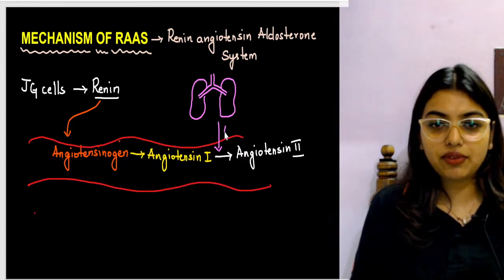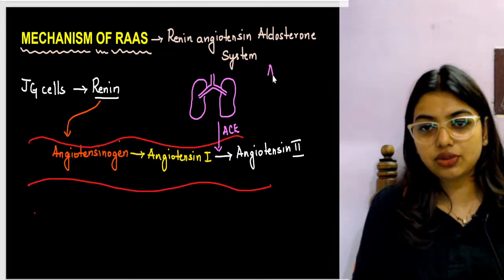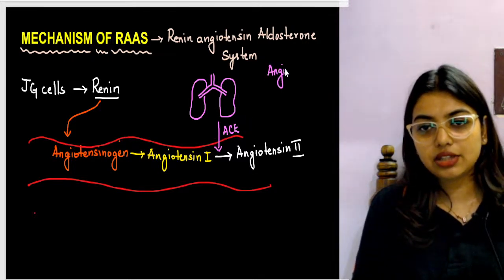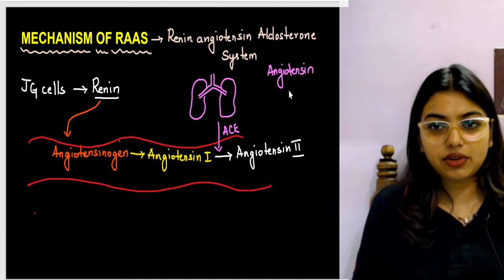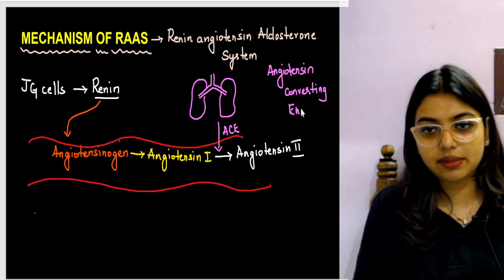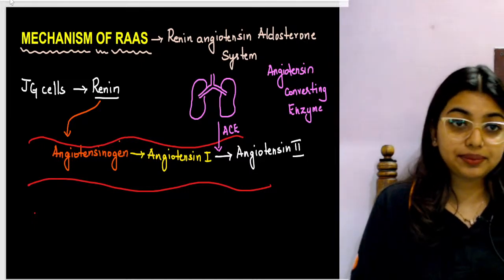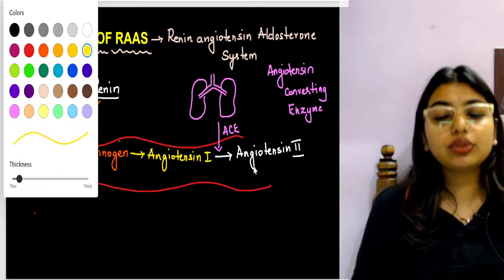So with the help of lungs, we will get ACE, that is nothing but angiotensin converting enzyme. Okay, angiotensin converting enzyme. Clear? Yes. Okay, now we got angiotensin 2. So we'll ask angiotensin 2, can you fix the issues?